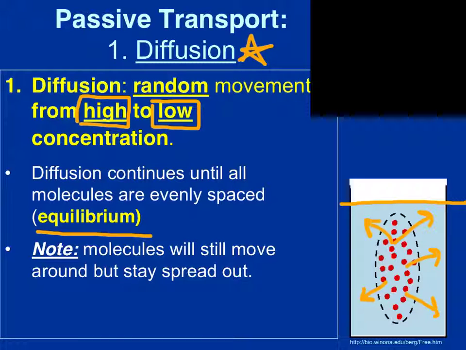But they move until what we call equilibrium is achieved. In other words, that the same concentration is throughout the container. In other words, there's just as many of these red molecules inside the cell as there are outside. Now, molecules, again, are going to keep on moving, but they spread out so that they're randomly dispersed throughout the entire container.